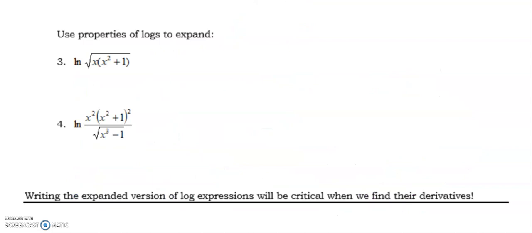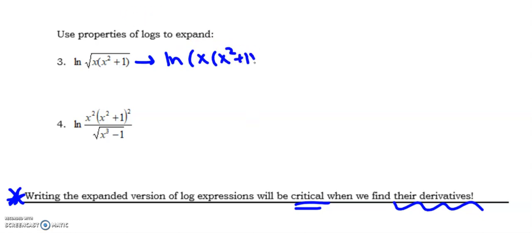All right, let's use those properties of logs to expand out. This is going to be what is super critical when we want to find derivatives, okay? So instead of just taking the derivative of this, I would use log properties first in this way. So I'm going to choose to see this as the natural log of x times x squared plus 1, all of that to the 1/2 power.